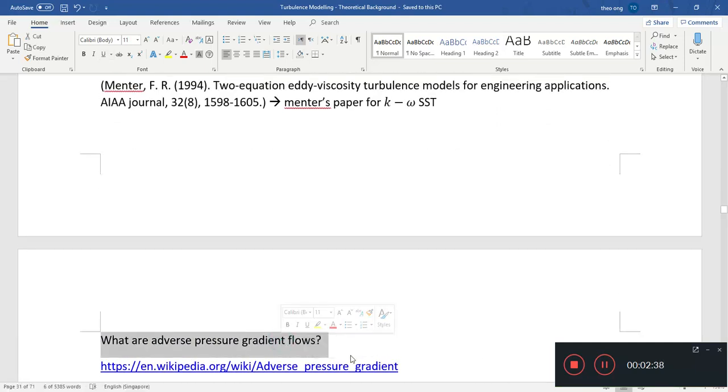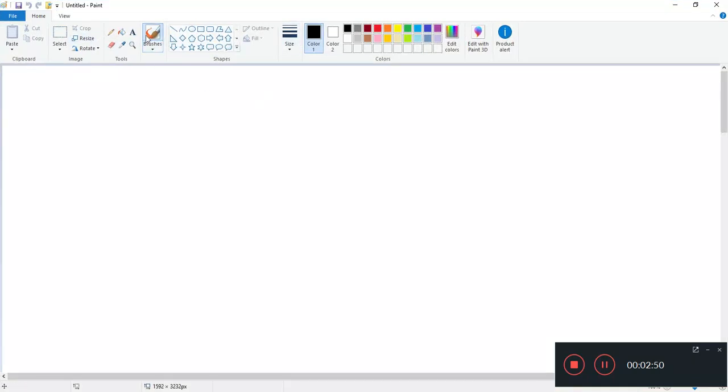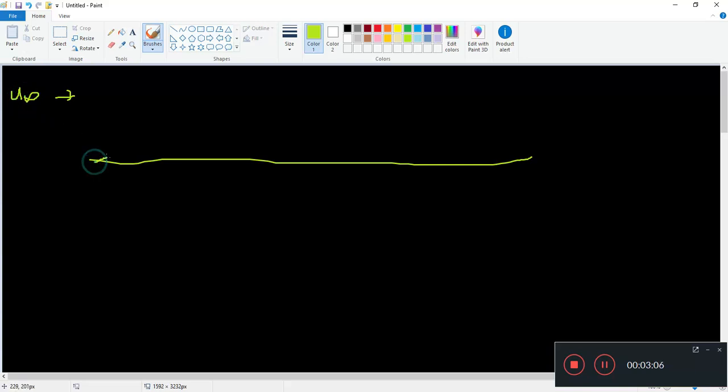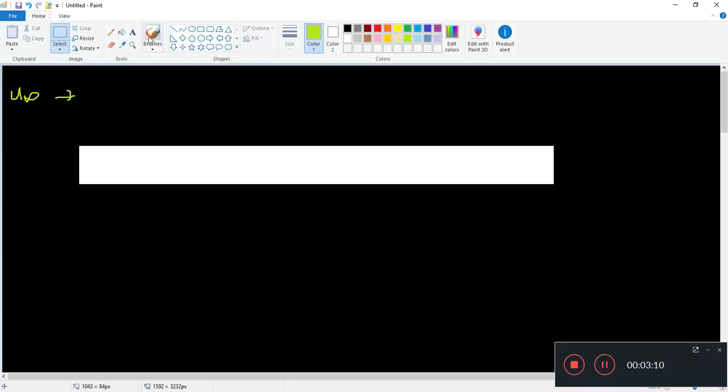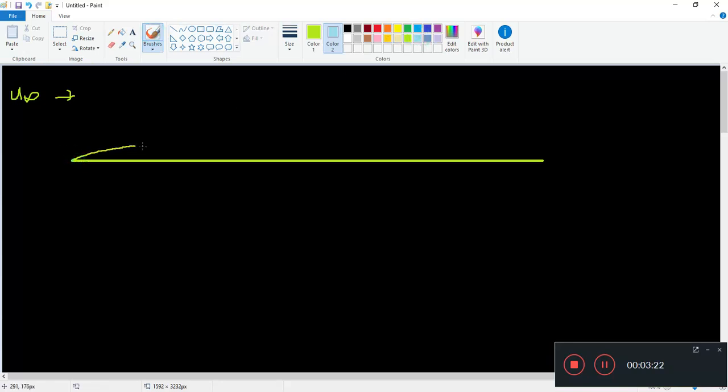The question is, what are adverse pressure gradient flows? Now, the Wikipedia page is here for you to read. If not, I can just roughly show you what it is. Let's say this is what we are normally used to dealing with, a flat plate boundary layer where you have some free stream velocity. The boundary layer will start to form here, and then you have a turbulent transition region after a certain length. And over here you'll have all your wall functions.